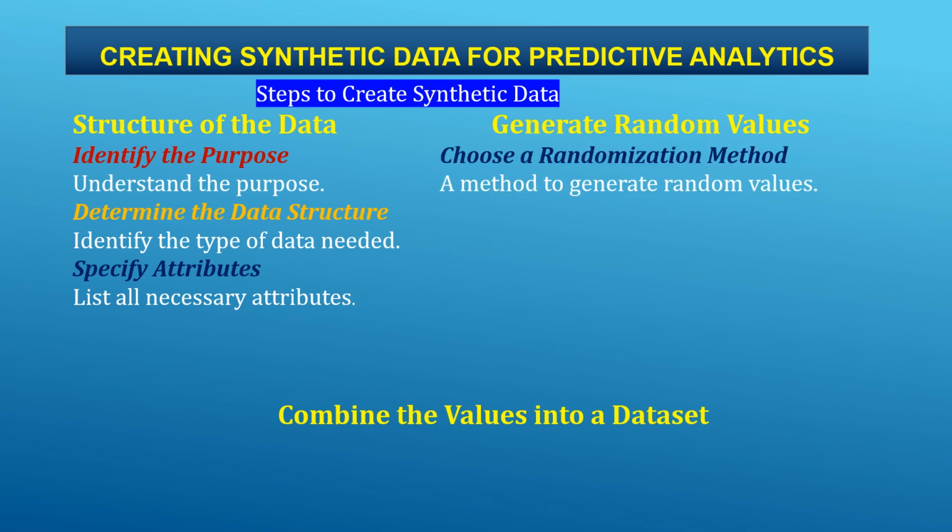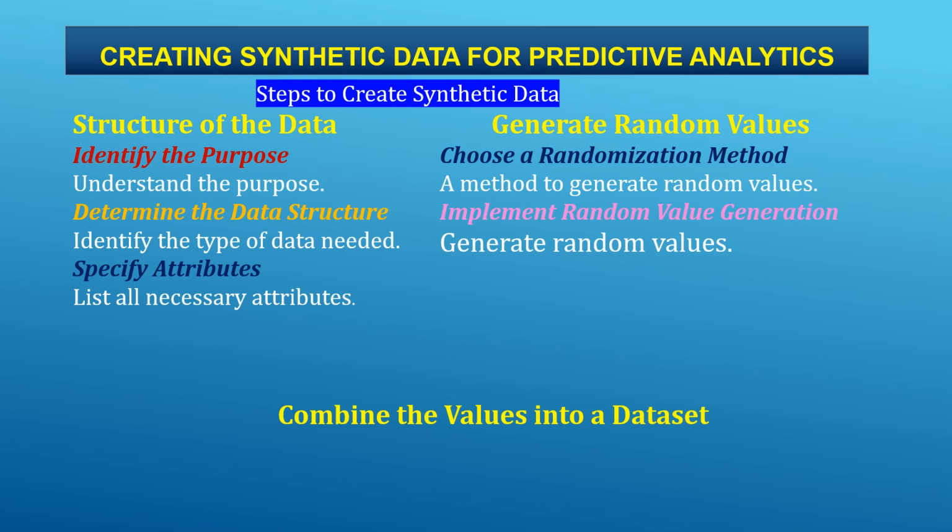Choose a randomization method. Decide on a method to generate random values: random number generation, sampling from an existing dataset, or statistical distributions. Implement random value generation. Use programming languages or tools to generate random values, for example Python, R, or MySQL.